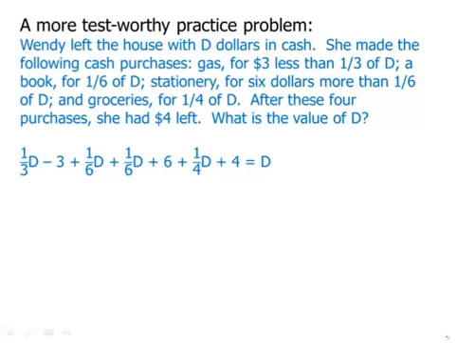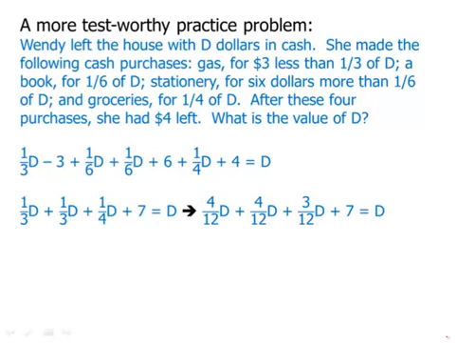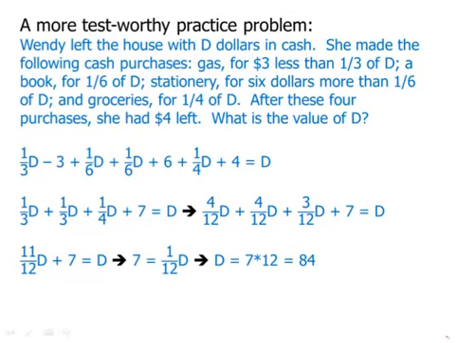So I'll do a little simplifying. 1/6 plus 1/6 is 1/3. And also neaten up the numbers. They just reduce to plus 7. Now I'm going to find a common denominator. Add all those fractions. I get 11/12 D plus 7 equals D. Subtract 11/12 D from both sides. I get 7 equals 1/12 D. Multiply by 12. D equals 7 times 12, or 84. And that's the answer.